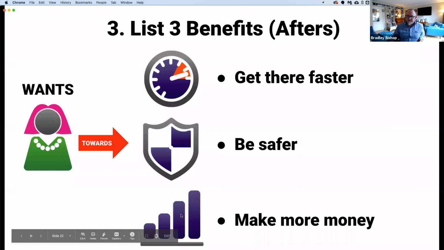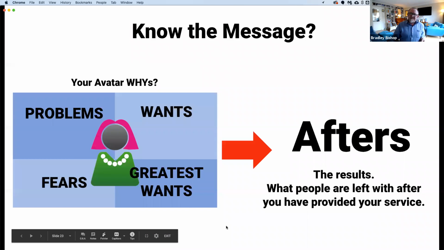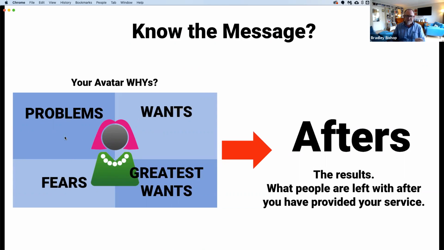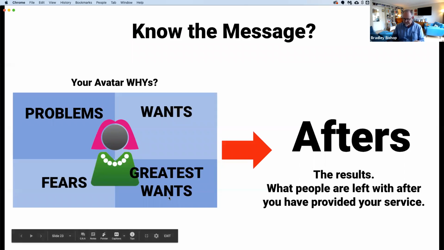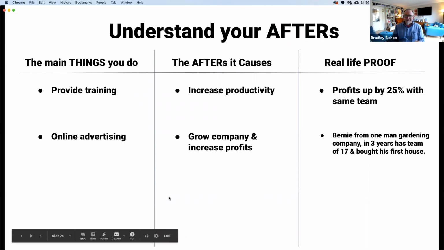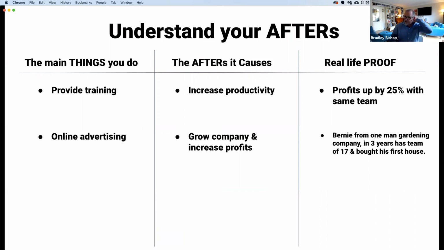Okay. And this is where some of the people that sent in their homework didn't quite get the problems and wants. They put in their own personal problems and wants. So you need to make sure that you understand what problems your customer avatar faces, what they want to achieve, their fears and their greatest wants. So this is about understanding your afters for your company. For instance, many people will talk on their website about what they do for people.